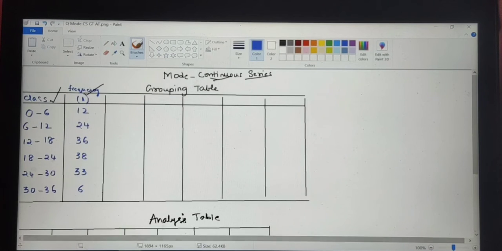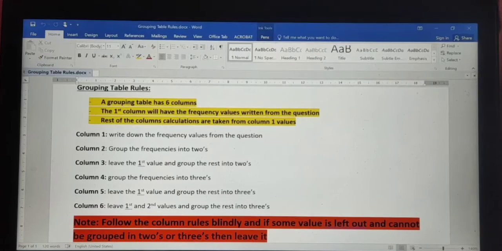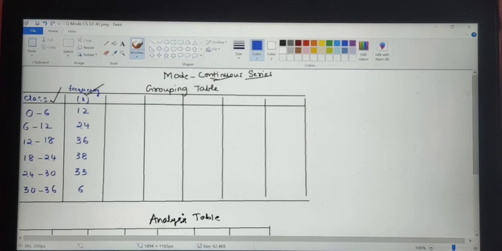If you haven't seen my video related to mode discrete series, here is a quick glimpse of the grouping table rules. Our first column values will be taken from the frequency that is given to us in the question, and all the other values will be calculated based on the numbers in the first column. Here in our first column I have already written the frequency values, and then we have columns number 2, 3, 4, 5 and 6.